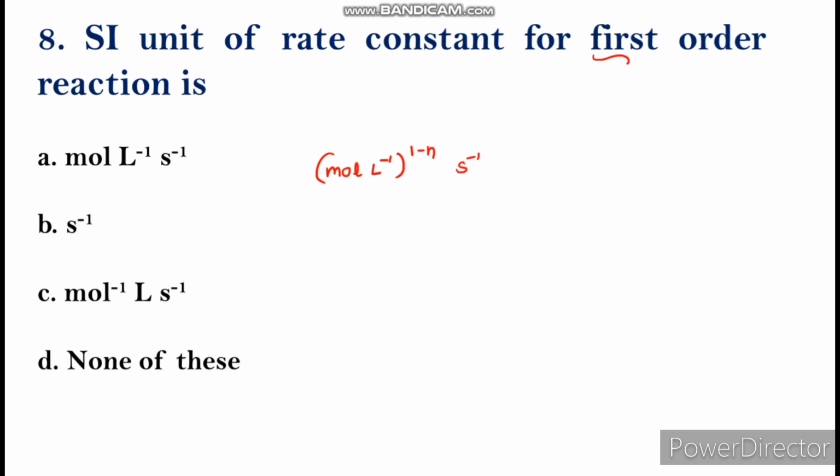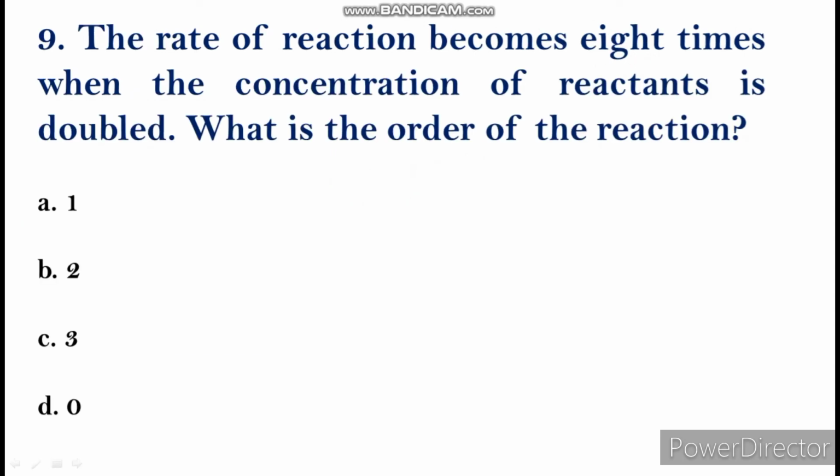Here they are telling first order. So this means mole per liter raised to 1 minus n, which is 1 minus 1, 0, per second. So you get mole per liter raised to 0 per second. Anything raised to 0 is 1, so this term will go. How much you get? You get per second. So what's the answer? Per second, option B. Now let's see the ninth question.